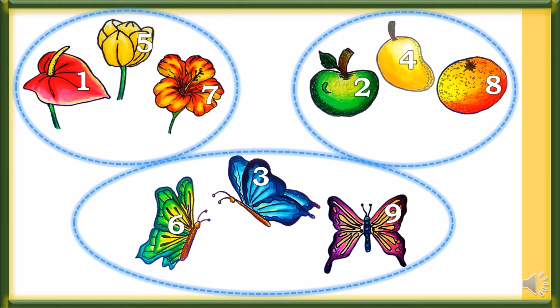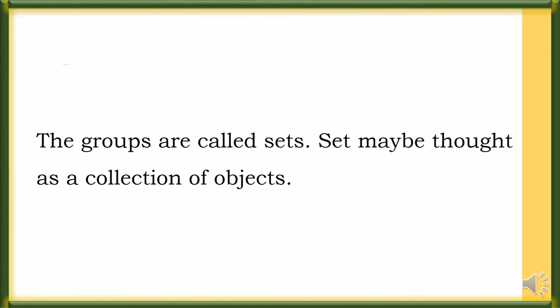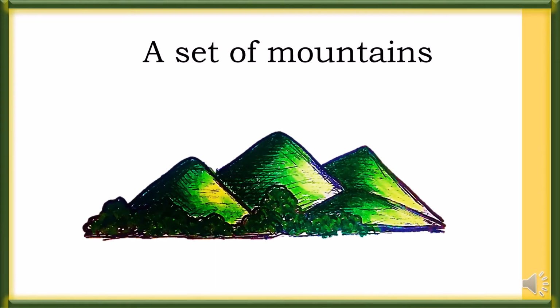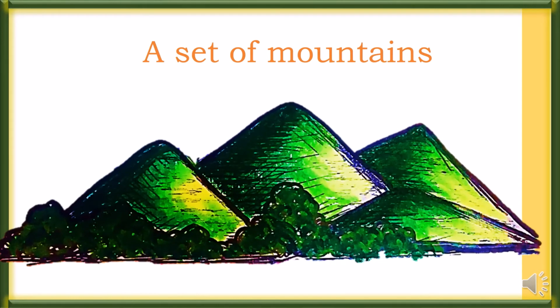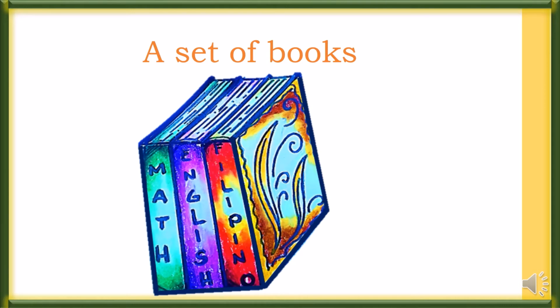It forms three groups. The objects 1, 5, and 7 are the group of flowers. The objects 2, 4, and 8 are the group of fruits, while the last group are the objects 3, 6, and 9, which belong to the group of butterflies. The groups are called sets. A set may be thought of as a collection of objects. Example: a set of mountains, a set of books, a set of buildings.